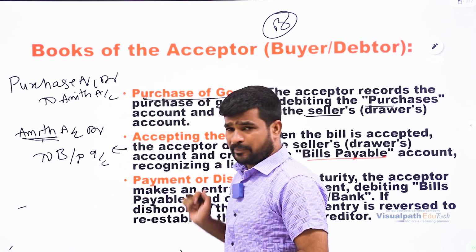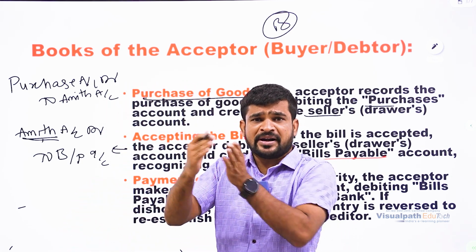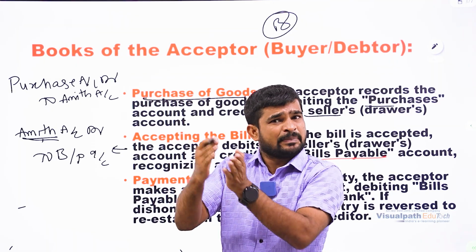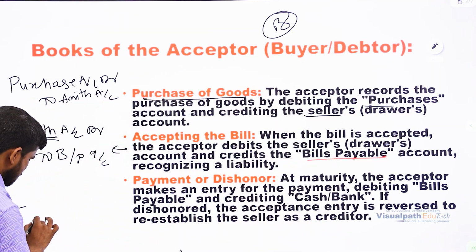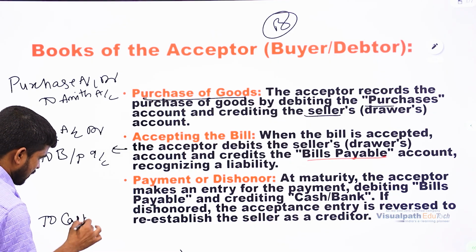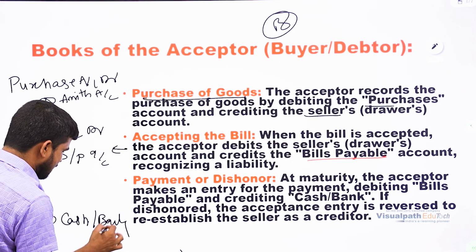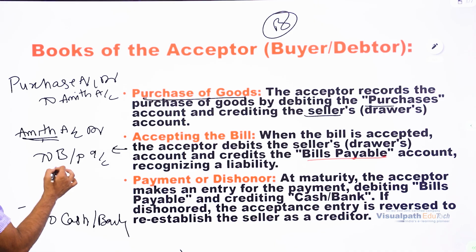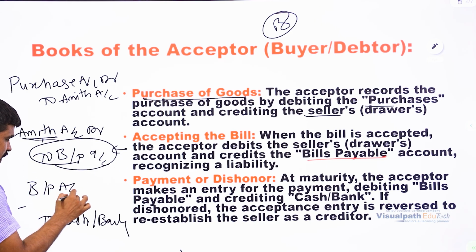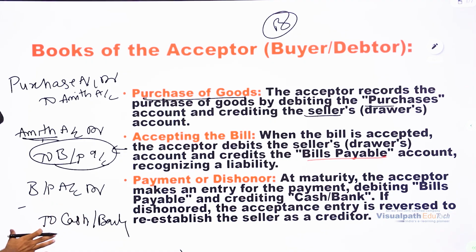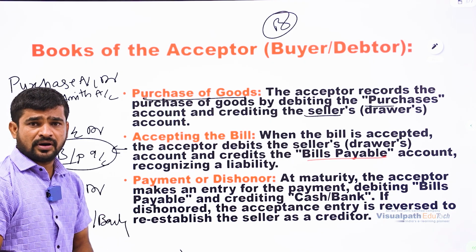Whenever the payment is made, simple logic: when we are making the payment, cash or bank balance goes out, mostly the bank account. So what will come back? Whatever liability was created. So whenever the bill is honored, bills payable account debit to bank account or cash account.